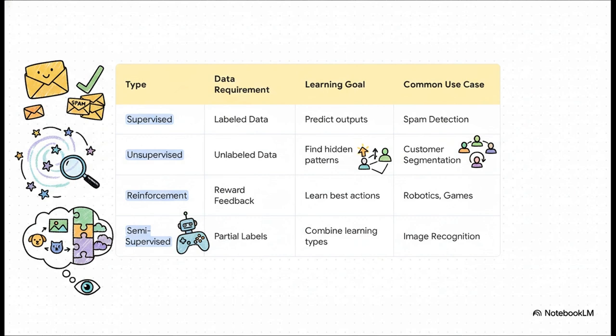Okay, let's wrap this all up with a quick cheat sheet. First, you've got supervised learning. It needs labeled data, and its goal is to predict outputs. Think spam detection. Then there's unsupervised. It uses unlabeled data to find hidden patterns. Think grouping customers together. Third, reinforcement learning. It learns from reward feedback to find the best actions, perfect for robotics and games. And finally, that hybrid, semi-supervised, which uses partial labels to combine learning types. Each one is a powerful tool, just designed for a different kind of job.